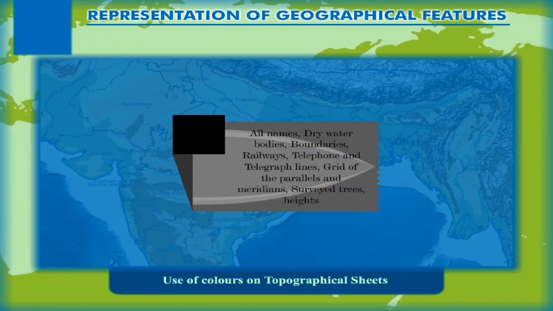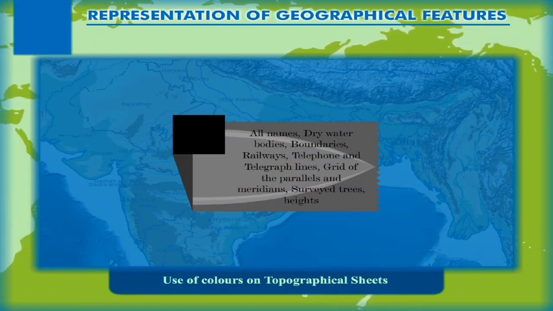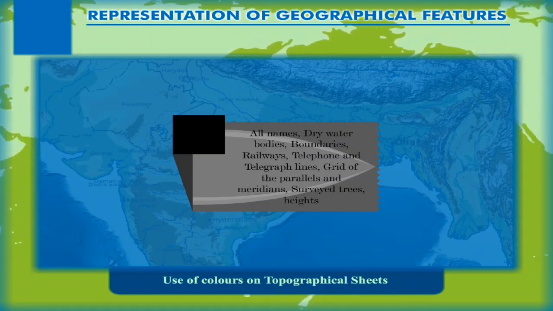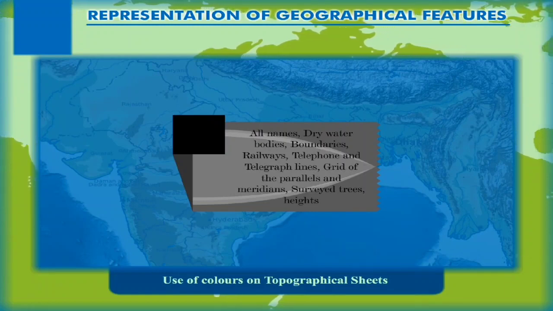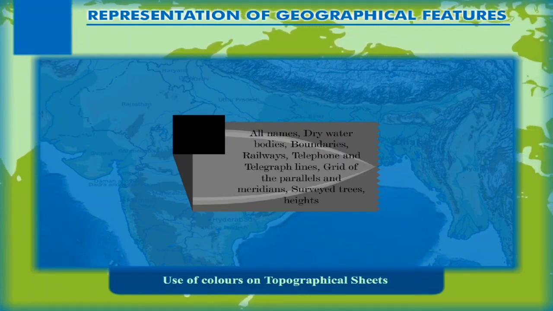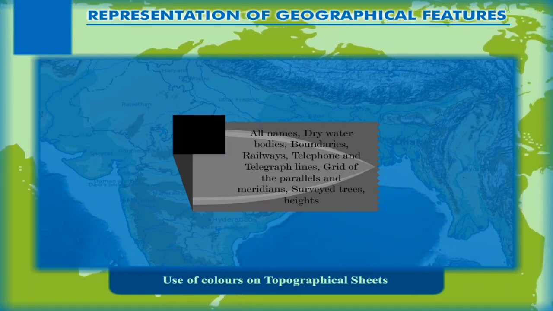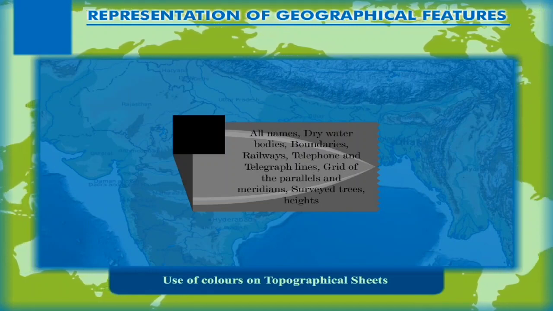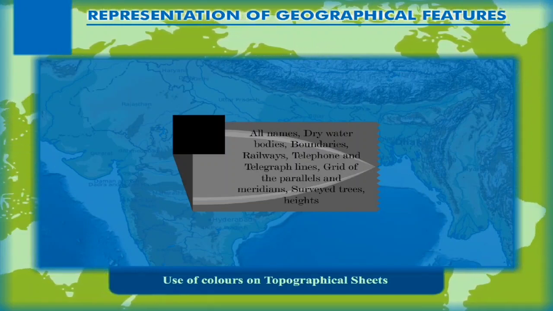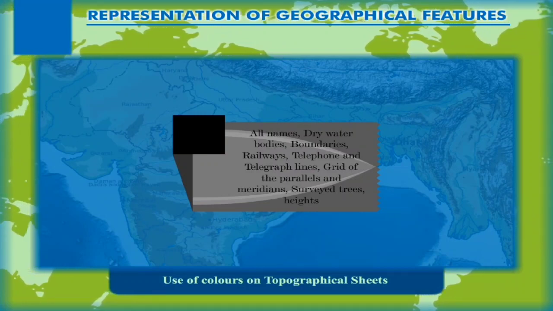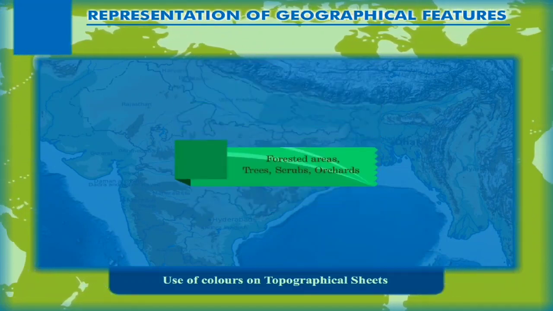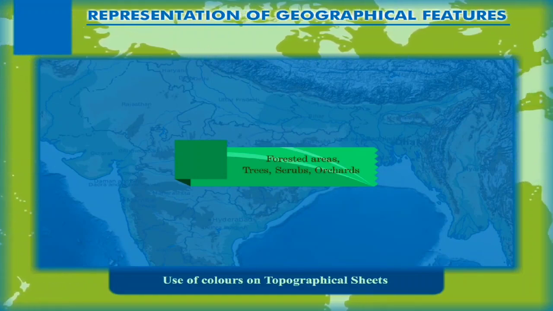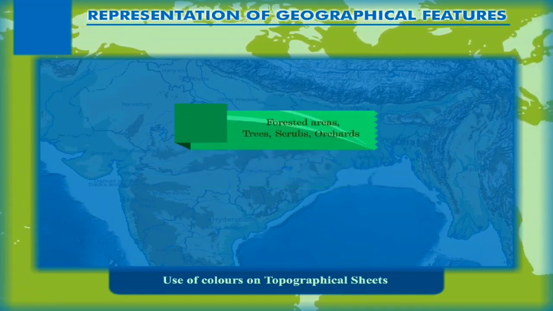The black color is used for showing names, dry water bodies such as dry streams, wells, ponds, river valleys, boundaries, railways, telephone and telegraph lines, grid of the parallels and meridians, surveyed trees, heights, etc. The green color is used for showing the forest area, trees, scrub, orchards, etc.